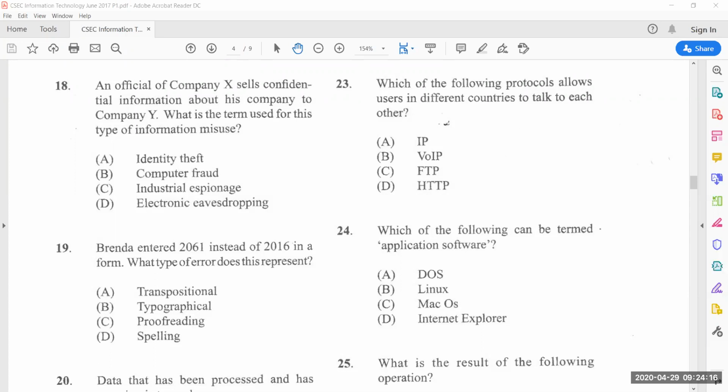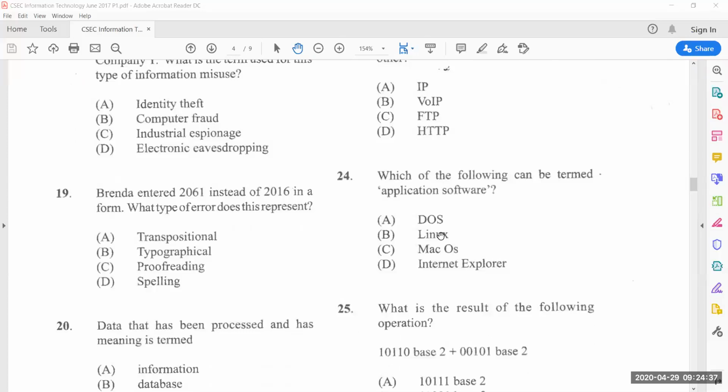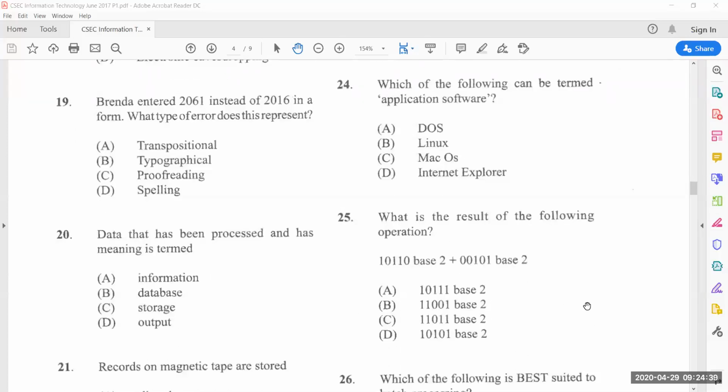Let's see if Sorrenta could help us out with this answer for 23? B, sir. That's VoIP. Yeah, voice over IP. All right, I think she said B. Yes, the answer is B, right? Voice over IP. 24. Which of the following can be termed application software?